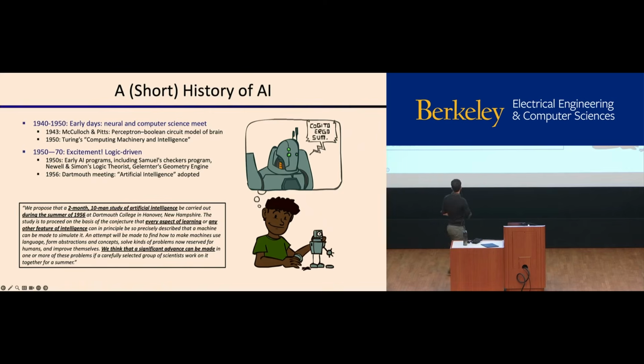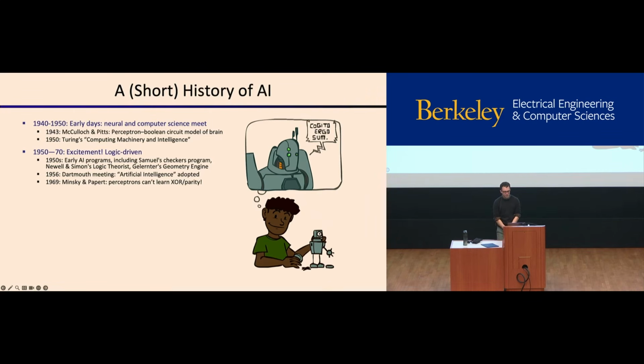And what were some of these tasks that they wanted to do? Use language, form abstractions and concepts, solve kinds of problems now reserved for humans, and improve themselves. And like, okay, it's 2024, and some of those things are starting to happen. But at the end of that summer, they had not made as much progress as they expected to make.